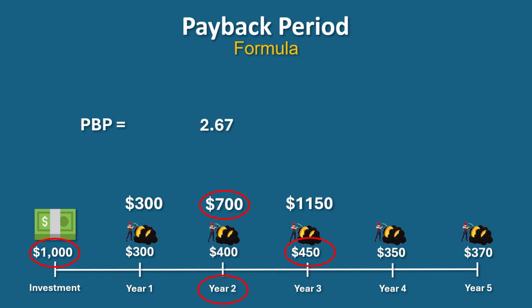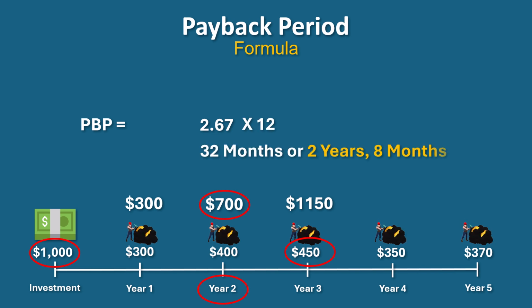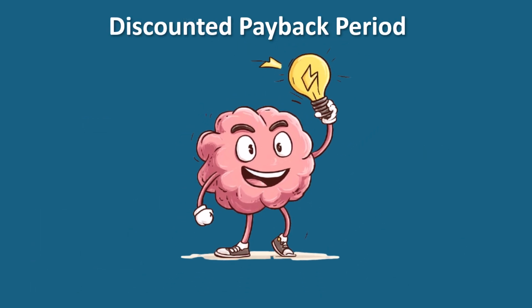If we multiply 0.67 by 12 months, we get approximately 8 months. So we can say the payback period is 2 years and 8 months. This means the initial investment can be recovered in 2 years and 8 months. Since the project lasts for 5 years, our recovery happens earlier than the project's end. After 32 months, we start making profit. I hope this clears your concept.